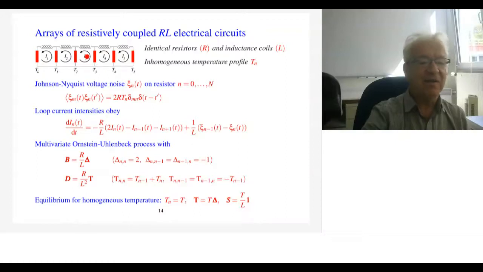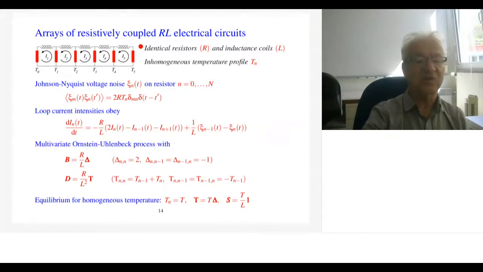Here, these are resistively coupled RL electrical circuits. So you have N loops here. In each loop, you have an inductance coil. All the coils are identical. And between the loops, you have resistors. All the resistors are identical. And what makes the problem non-trivial is that you have an inhomogeneous temperature profile, namely each resistor is kept at a different temperature. And that's what drives the system out of equilibrium.